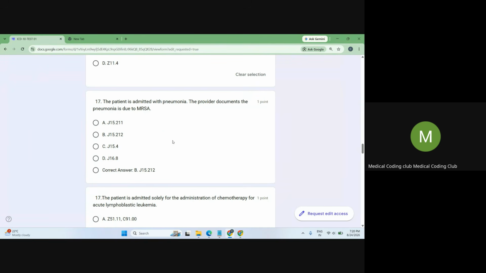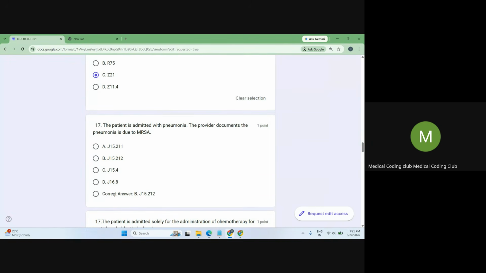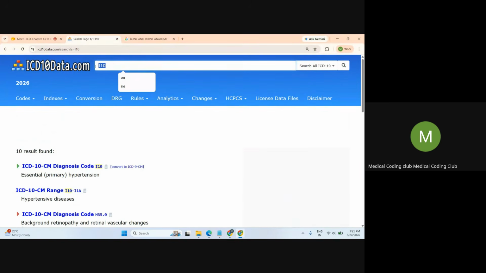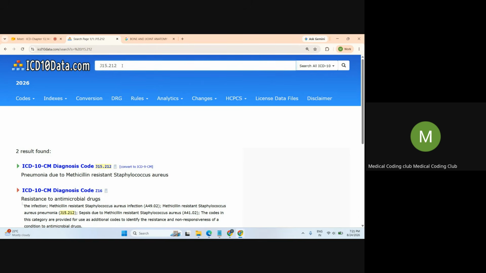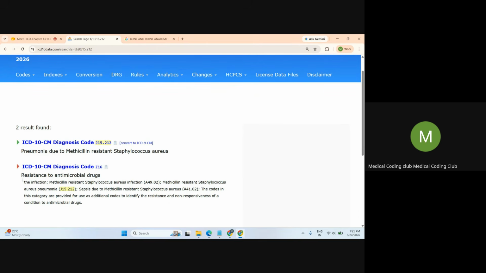So next, the patient is admitted with pneumonia. The provider documents that the pneumonia is due to MRSA. Do we have a combination code here? Yes, ma'am. You have added already, correct answer. So here, as you can see, there is a combination code. The software is too slow today. You can see pneumonia due to MRSA. This code will be assigned.